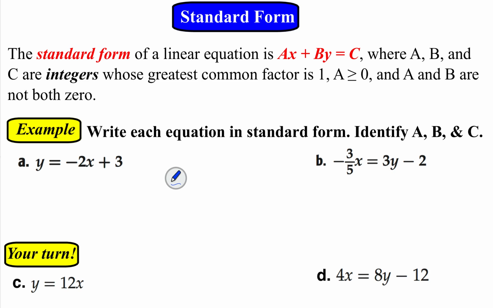So let's go ahead and work out a couple of these problems. First up we have y equals negative 2x plus 3. Remember we want to get x and y on the same side, so I would add 2x to both sides.